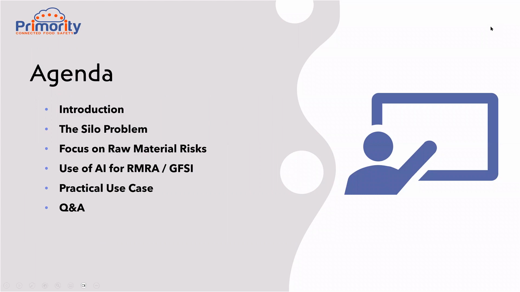So the agenda is, after a brief introduction to Primority, who we are, who I am, what we do, etc. We'll look at some key fundamental points that underlie the whole food safety management and risk management space. We'll then focus on the issues around raw material risks and the impacts of those on the food industry, just briefly, and we'll discuss a little bit about AI and how we can use that for raw material risk assessments in the context of GFSI benchmark standards and so on. And then we'll look at a short practical use case demo of how that's implemented via our software, and then answer any questions you might have at the end.